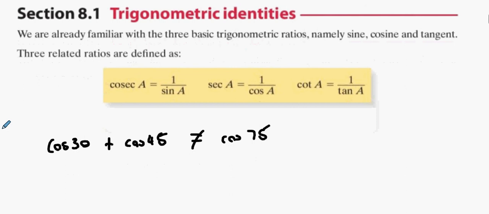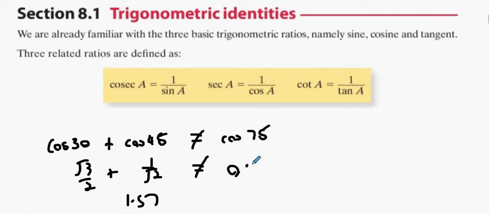Cos 30 is root 3 over 2. Cos 45 is 1 over root 2. Add them together, you get 1.57. Cos 75 is 0.26. Okay, they're not equal to each other, so there's no adding effect of cosine functions. Okay, same way there's no multiplication effect either.